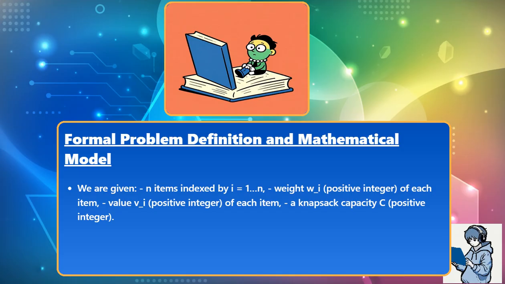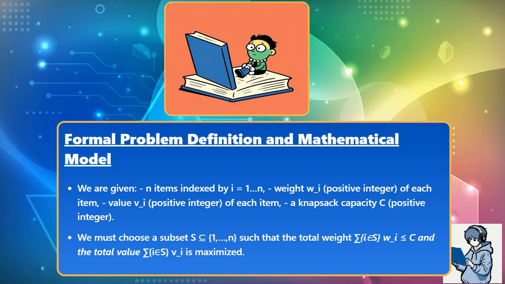We are given n items indexed by i equals 1 to n, weight w sub i a positive integer for each item, value v sub i a positive integer for each item, and a knapsack capacity c a positive integer. We must choose a subset S of the set from 1 to n, such that the total weight, the sum over i in S of w sub i, is less than or equal to c, and the total value, the sum over i in S of v sub i, is maximized.